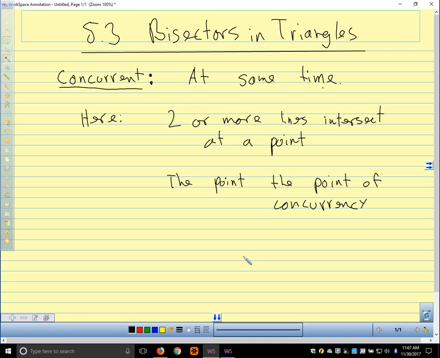So over the next couple of days, we're going to talk about several points of concurrency. So concurrent means the lines all intersect at the same point. That point where they intersect is called the point of concurrency.